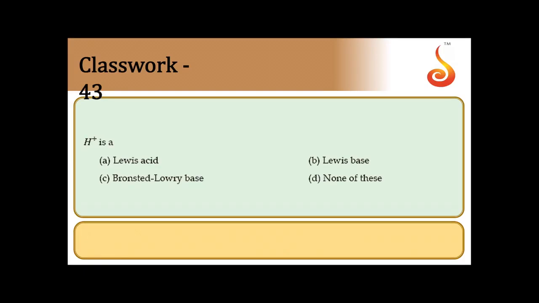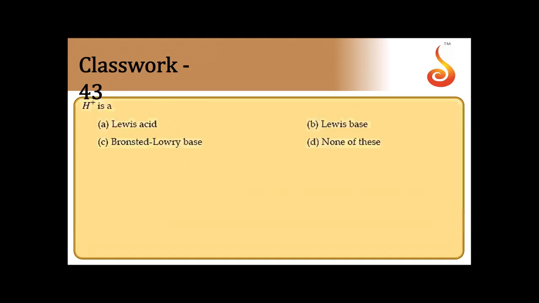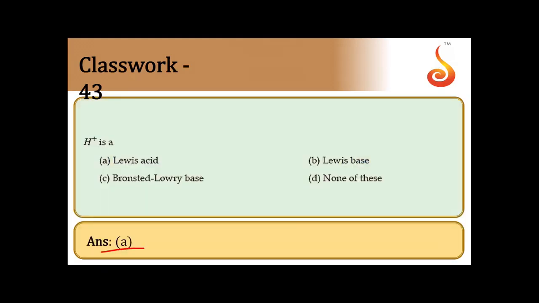Option B. Then H+ is an electron deficient species. Electron deficient species always accept an electron pair. An electron pair acceptor is going to be a Lewis acid. So H+ is electron deficient, doesn't have any electrons, so it accepts an electron pair. An electron pair acceptor is a Lewis acid, so the answer is A here.